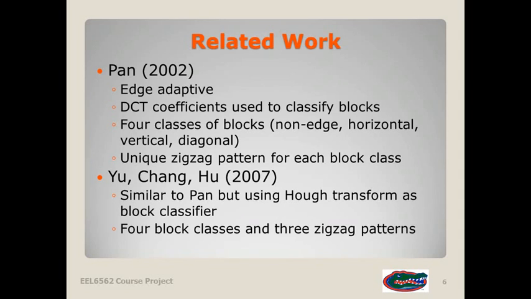Some related work to the edge adaptive method: Pan in 2002 used DCT coefficients to classify blocks in the image. He ended up with 4 classes of blocks. The types were non-edge, horizontal edge, vertical edge, and diagonal edge. He required a unique zigzag pattern for each block class. Then in 2007, Yu, Chang, and Hu also did a method similar to Pan but used a hue transform as their block classifier. Again, they required 4 block classes and 3 zigzag patterns.